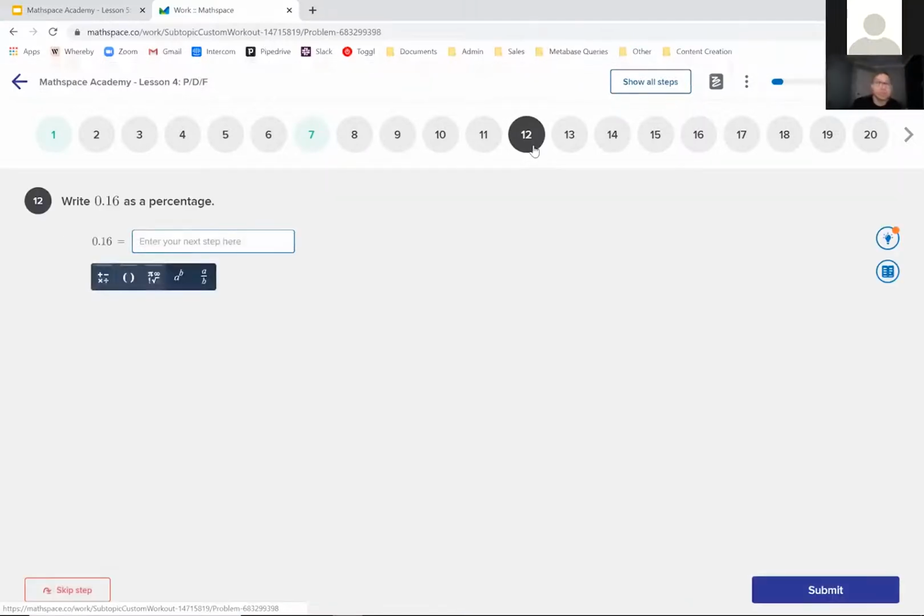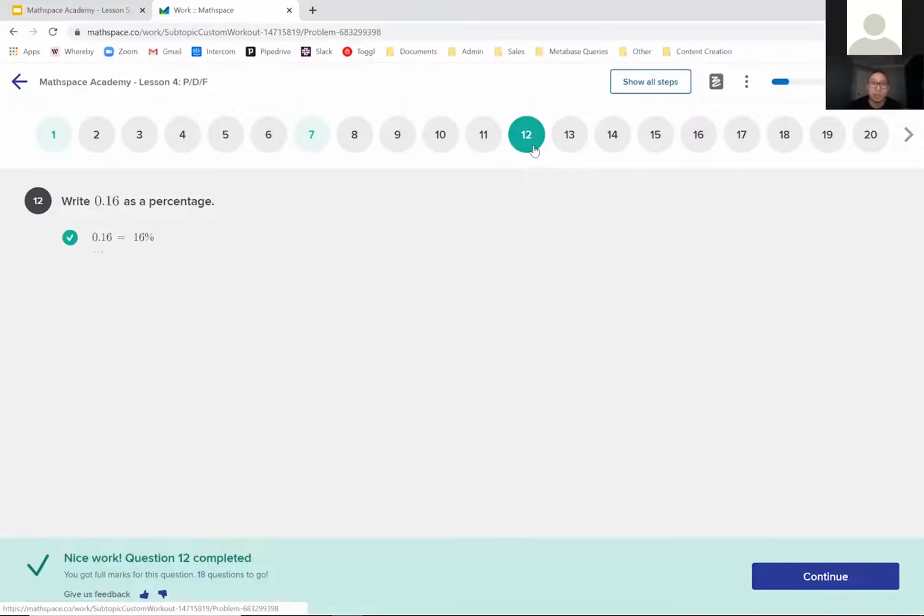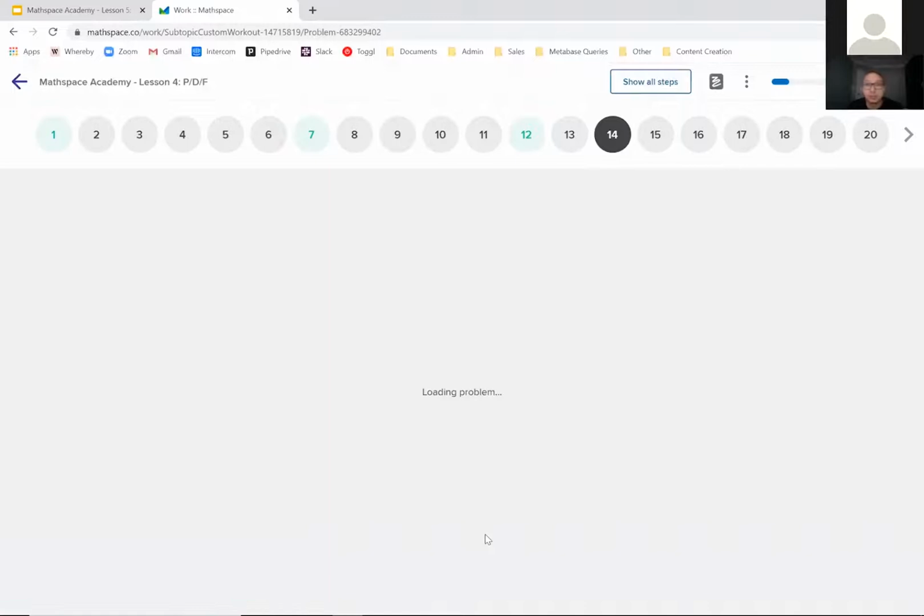Do another one. All right, 0.16 as a percentage. Someone tell me, what is that? Oh, someone said 16%. You are right. Just times that by 100, move the decimal point to the right twice, and you'll skip over the 1 and the 6 to end up with 16%. Too easy. Okay, let's get to some harder ones.